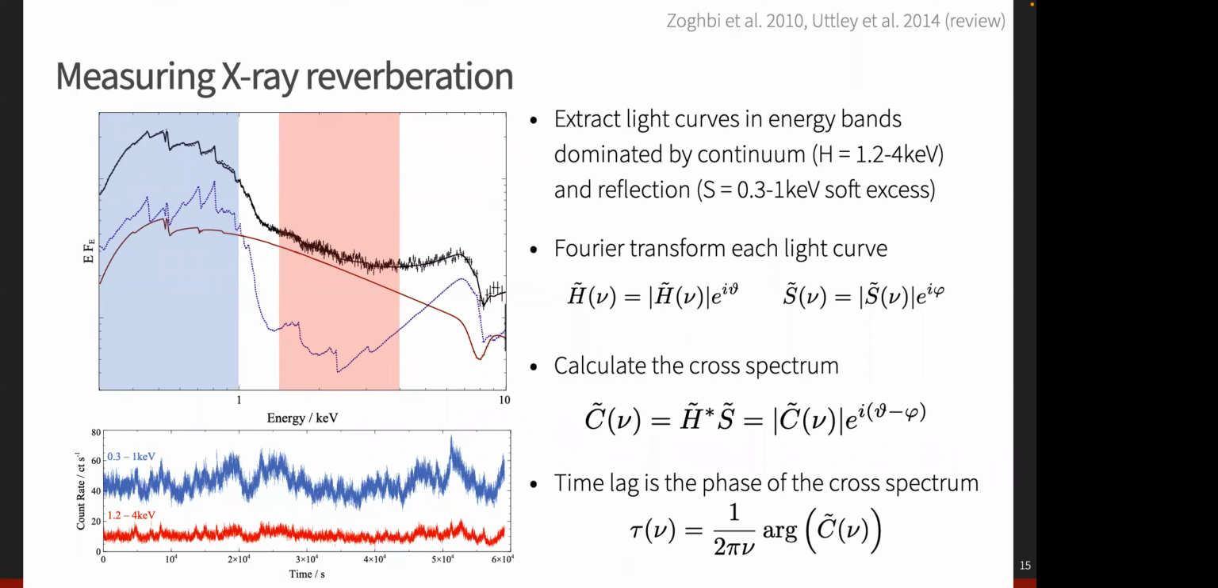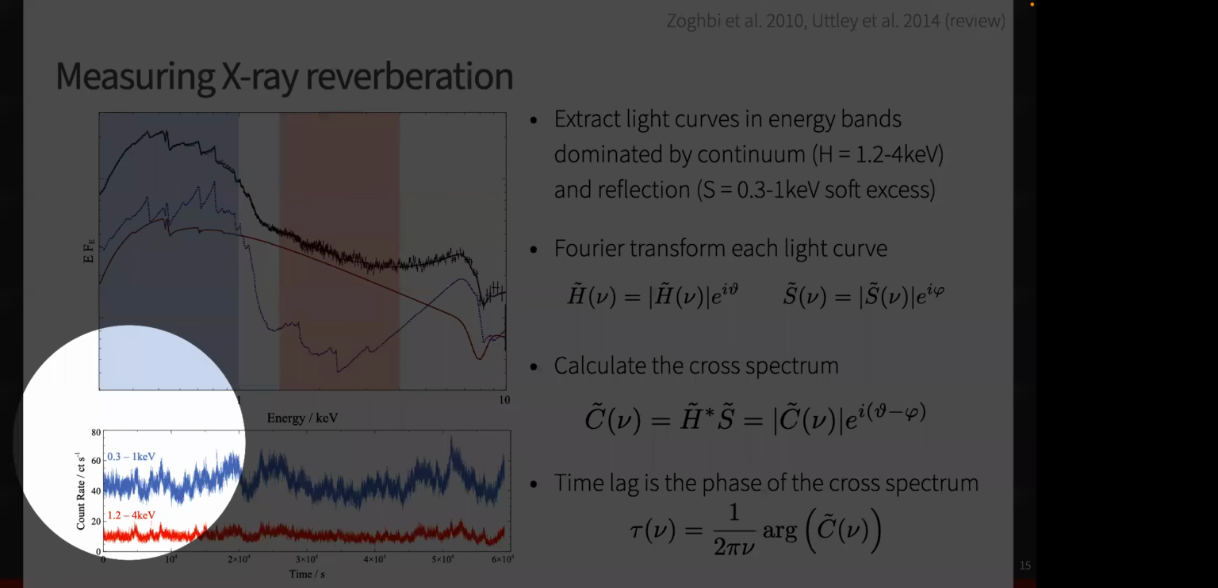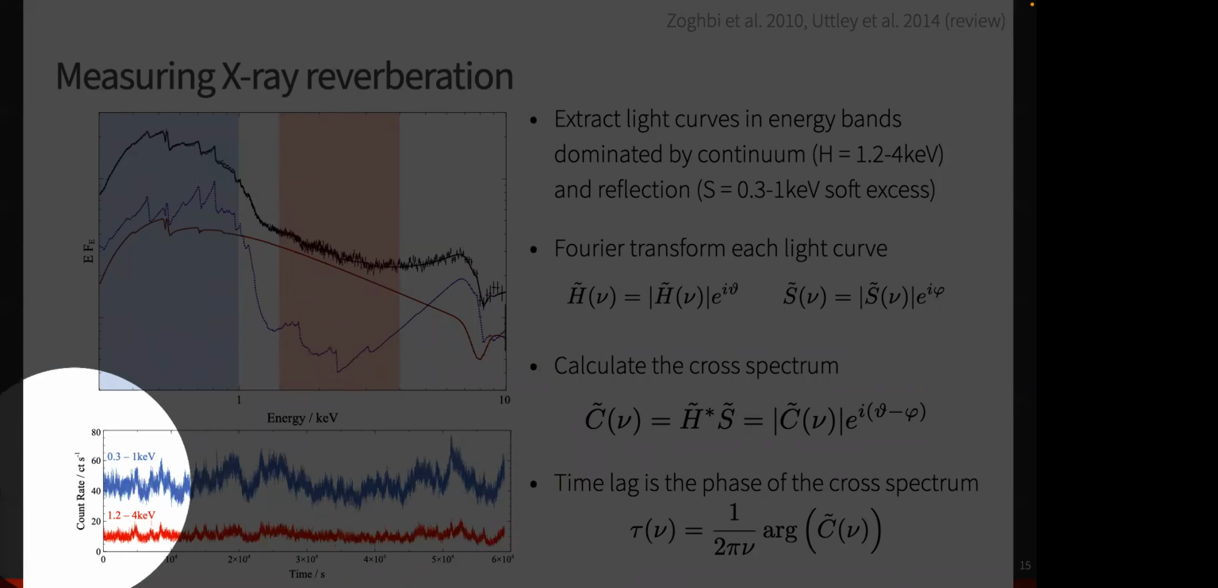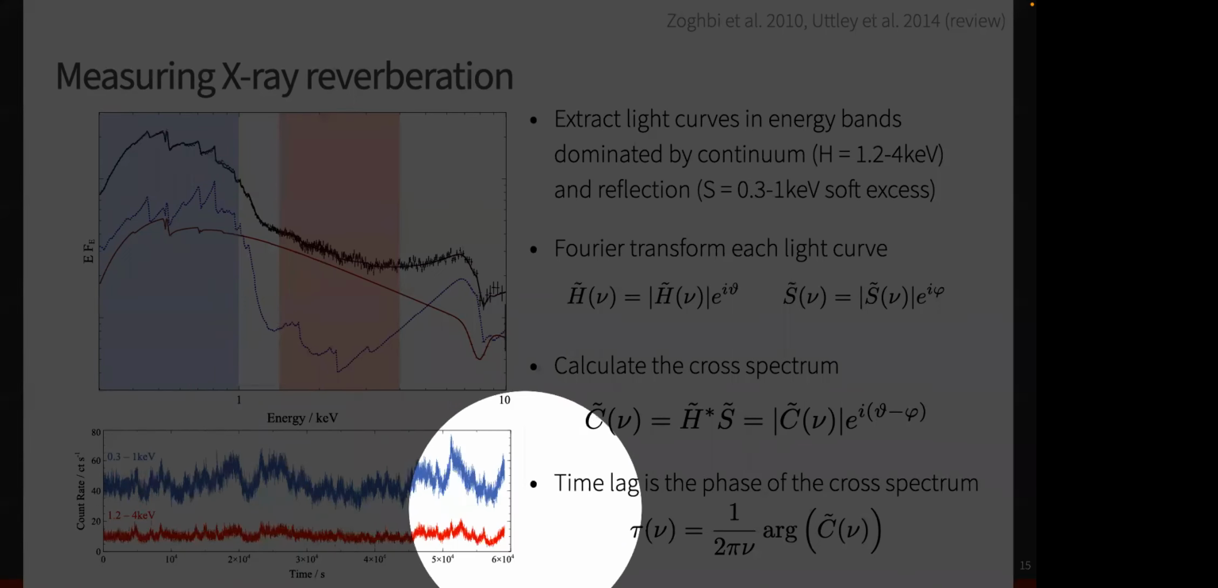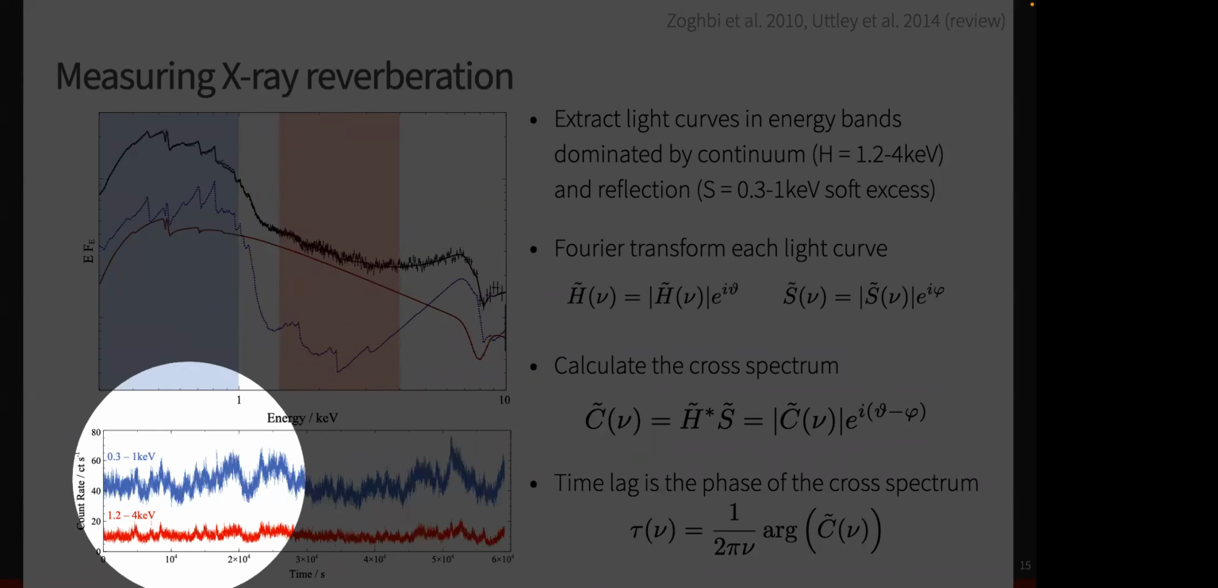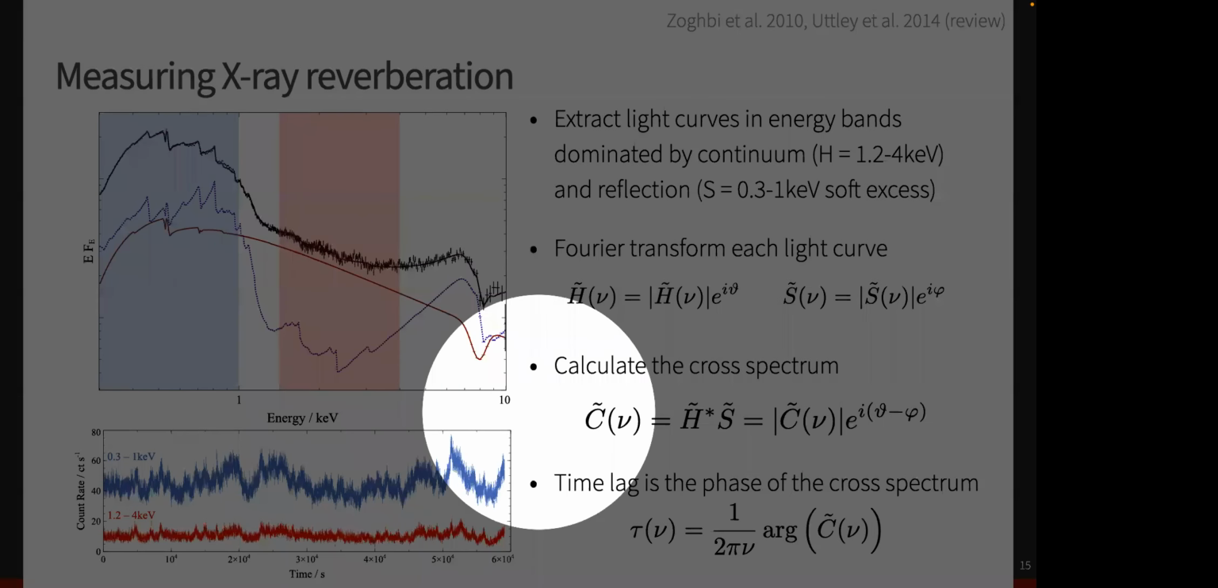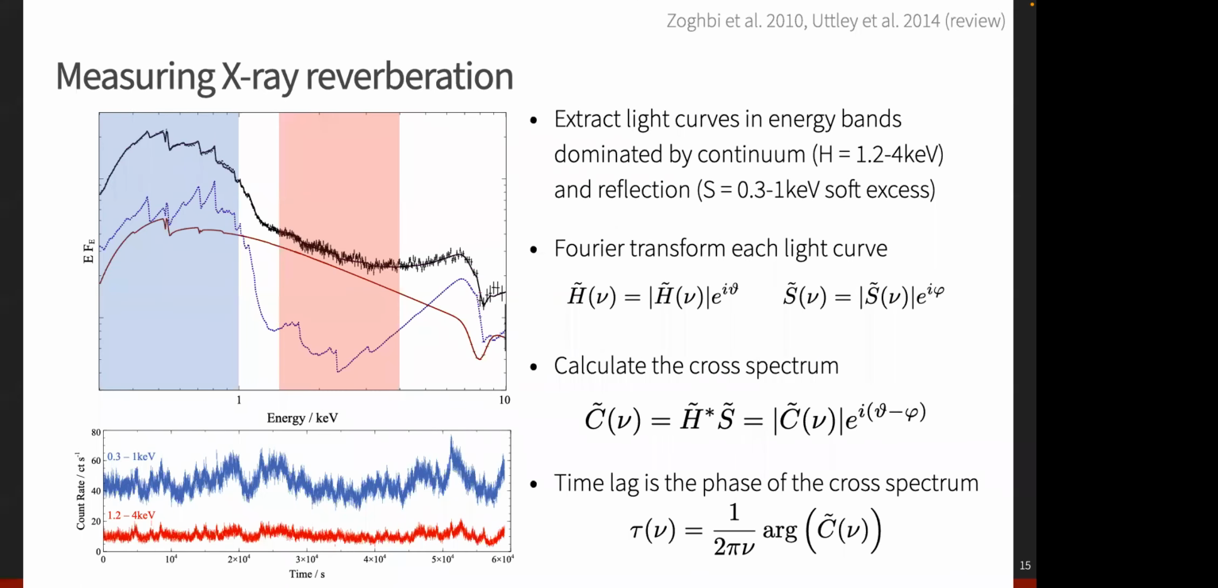The way we do this, first of all, is we go to our XMM-Newton data, which is one of the best instruments for doing this. We can also do it with NuSTAR. We can kind of do it with Chandra, and we can certainly do this with NICER. These timing type experiments are exactly what NICER is designed for. But we extract the light curves, only in those specific energy bands. So these are the light curves of the red band dominated by continuum and the blue band dominated by reflection. And you can see that each of these light curves is kind of random. This is this broadband red noise type variability.